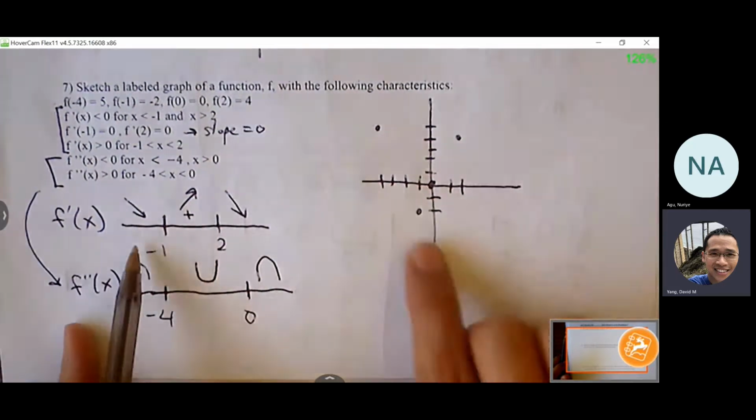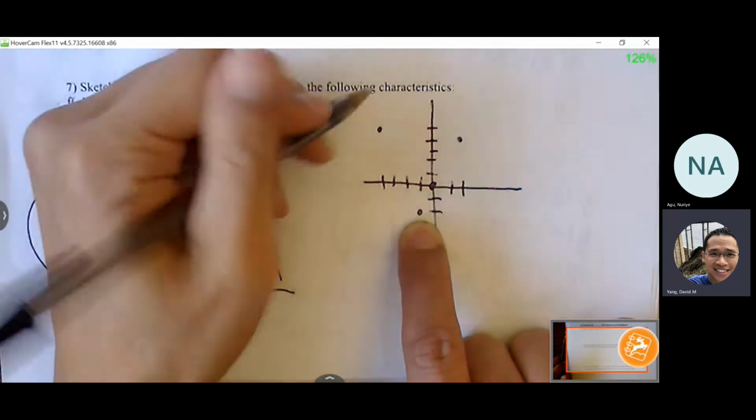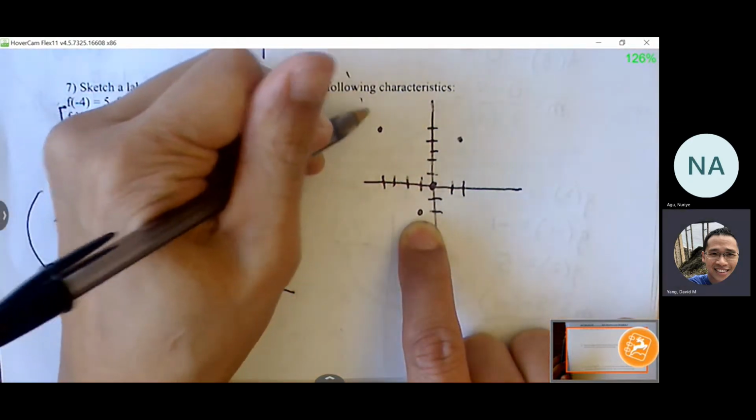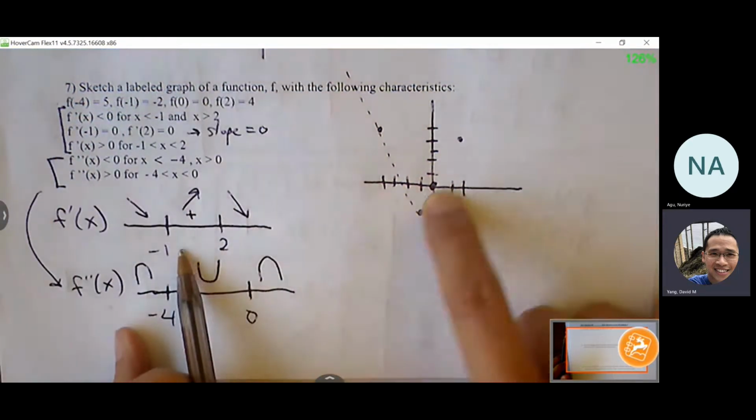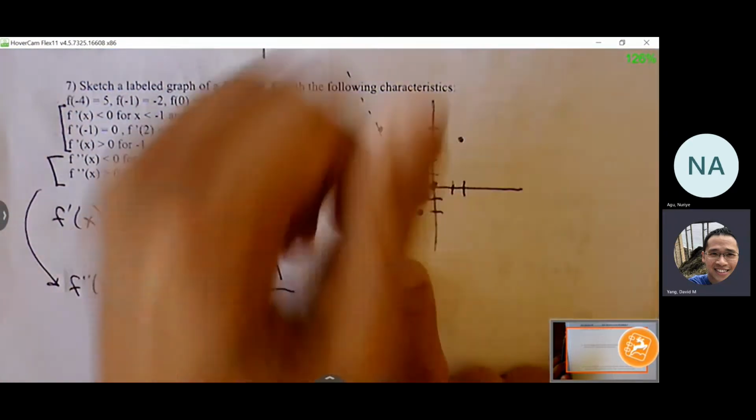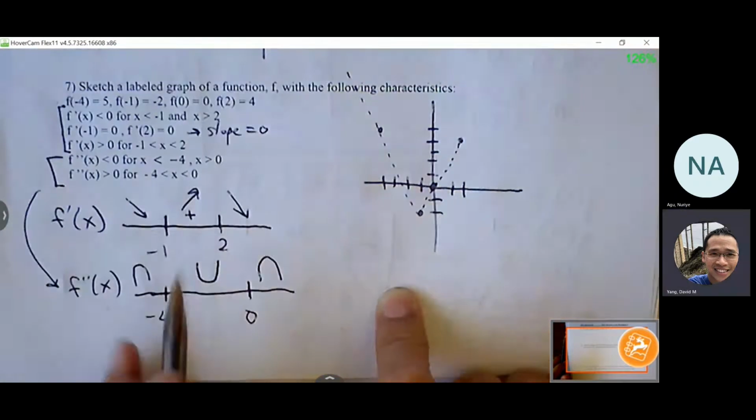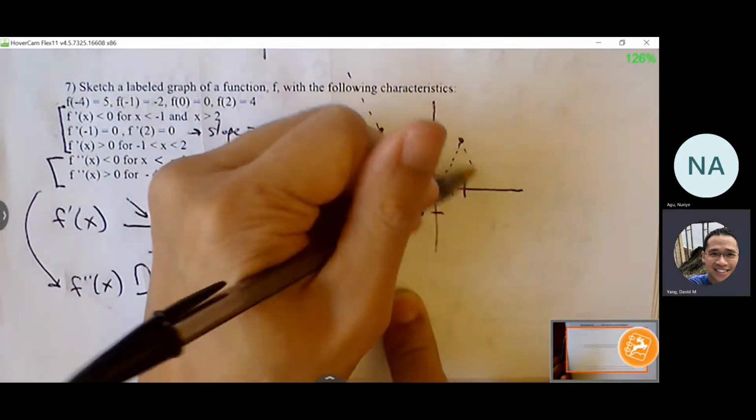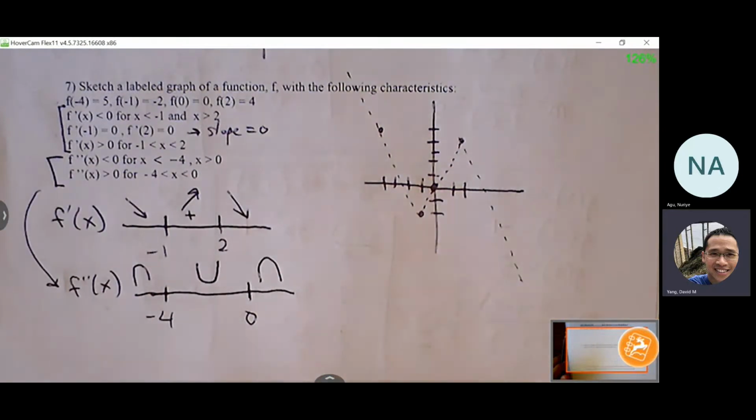Okay. So I want a negative slope until negative 1. From negative 1 to 2, I want a positive slope. And then from 2 on, I want a negative slope. So my true graph is not going to veer too far from this path. Okay, keep that in mind.